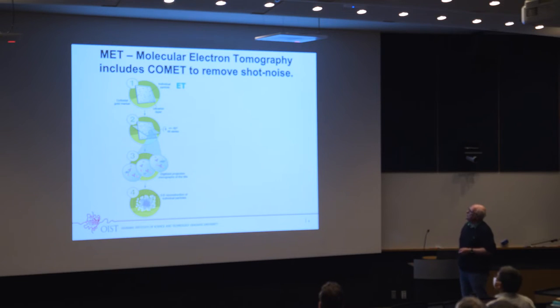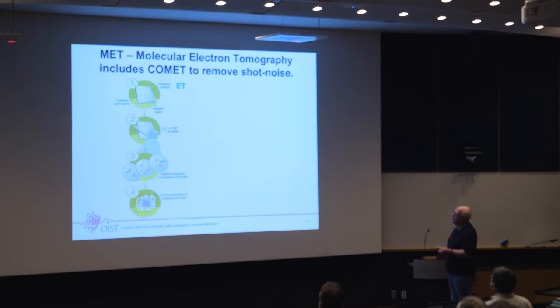We call it molecular electron tomography, and it removes the step that comes after this, removes shot noise. I'll talk about that. But what it is: you have your specimen on a grid that you photograph, and there are some black dots here which are gold markers that you can align everything on, down to 2.5 angstrom or something like that. And then you can take the tilt series by tilting, and then you can reconstruct.